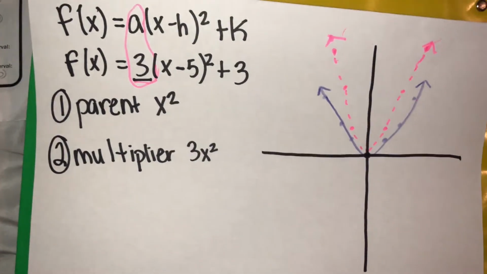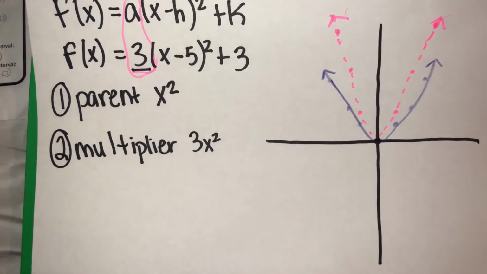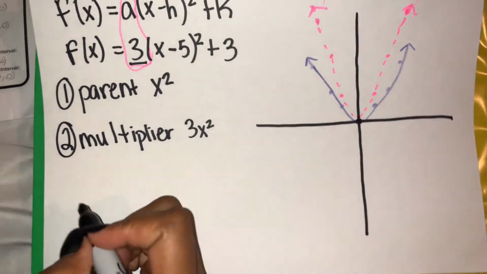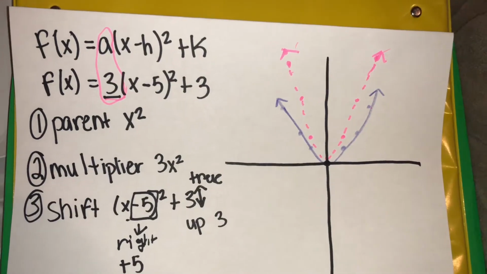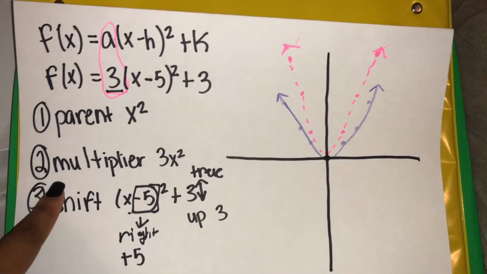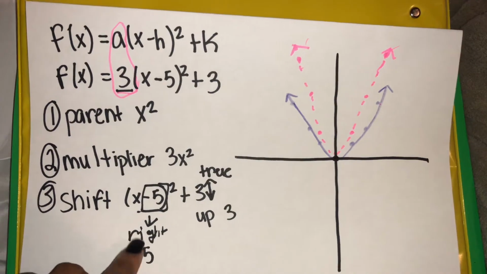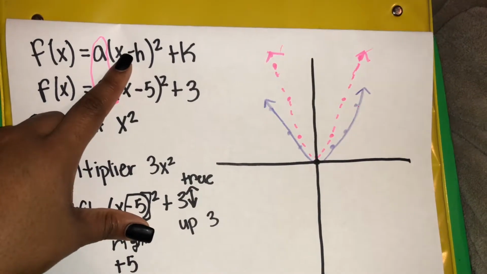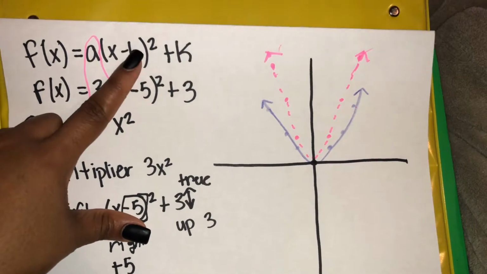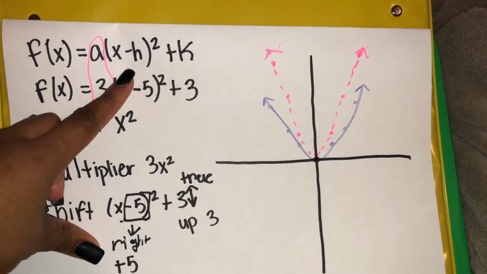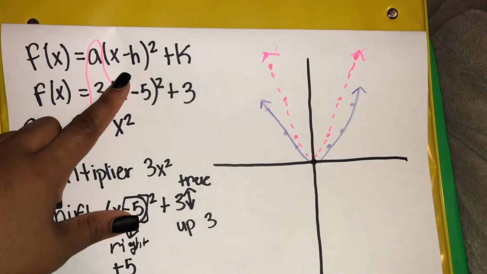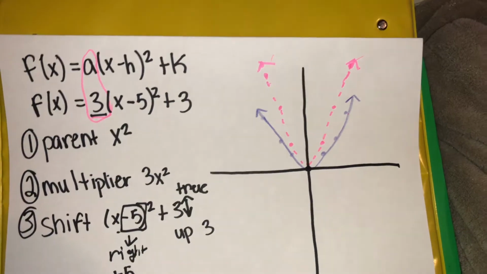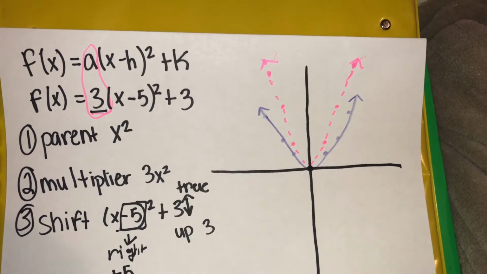So we are now here. We've done the multiplier step. The third step is going to be shift. Our shift is going to be -5. Your h is always going to do the opposite. So if it says -5, we go to the right, which means +5. If it were x plus 5 in the equation, then we go to the left, -5.